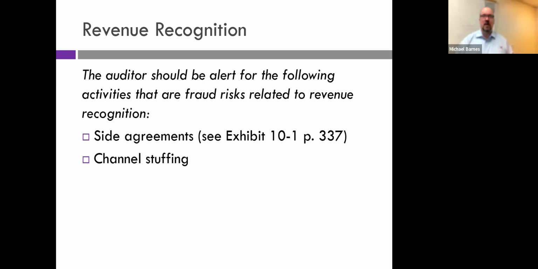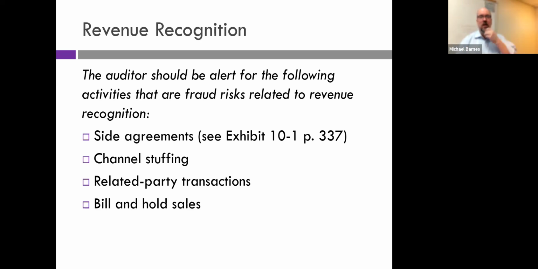Then we have related party transactions. With respect to revenue transactions, we're very concerned as auditors that related parties to our client may get preferable terms. So revenue gets understated because related parties actually buy at a discount, maybe a steep discount or something along those lines. Then finally, bill and hold sales.